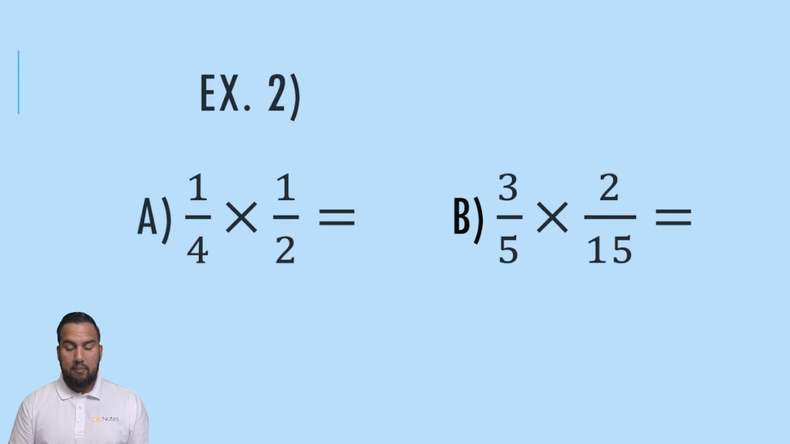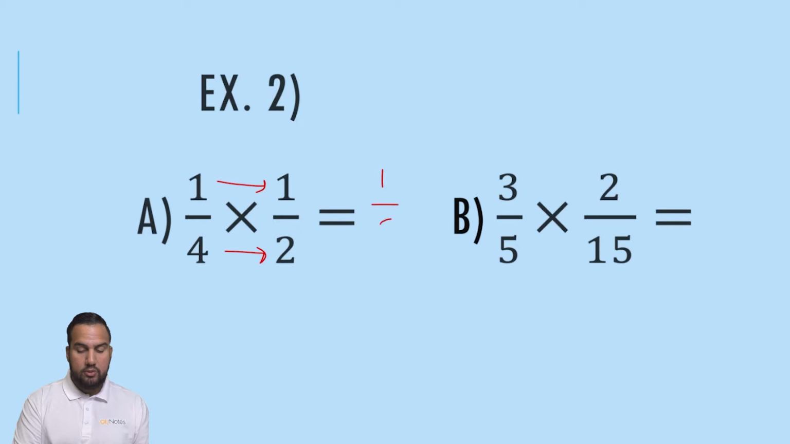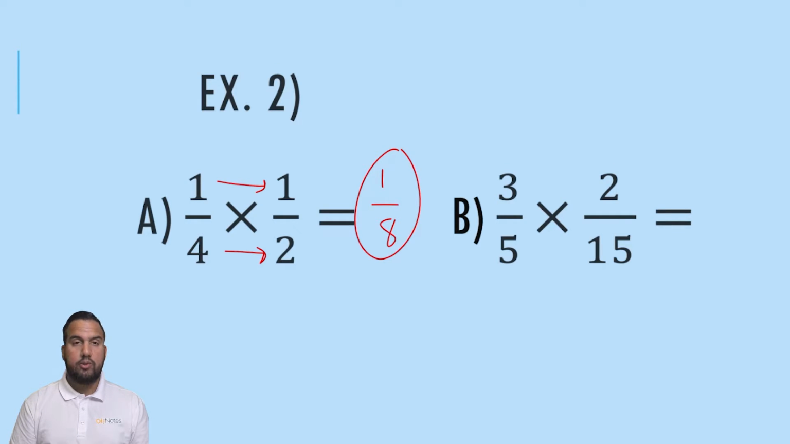Next slide. I'm going to let you do this one on your own. Try it, pause the video, and then press play, and then I'll be here to answer the question. 1/4 times 1/2. I cannot simplify this, so I'm just going to go ahead and multiply across. 1 times 1 is 1. 4 times 2 is 8, so my final answer, 1/8. That's it.